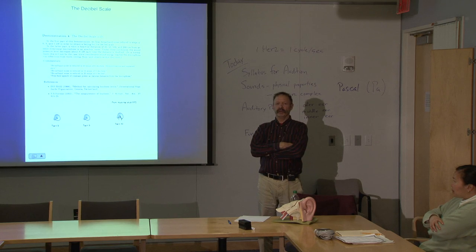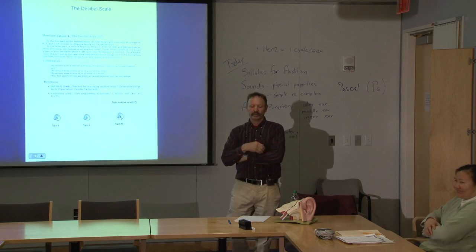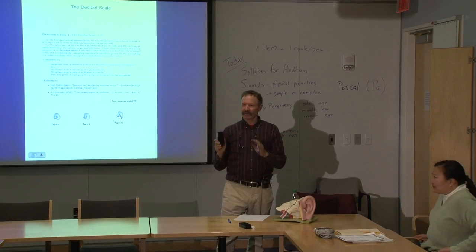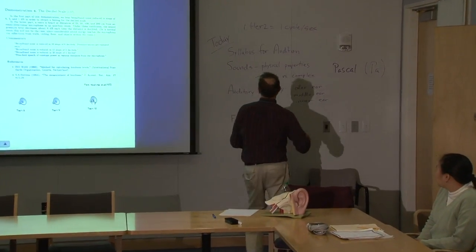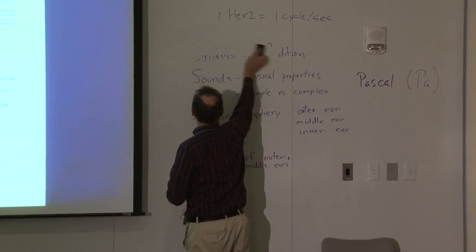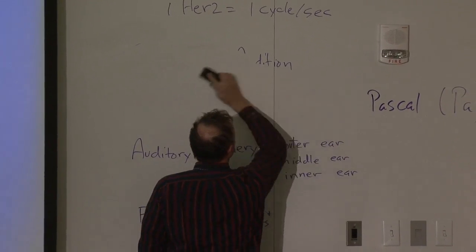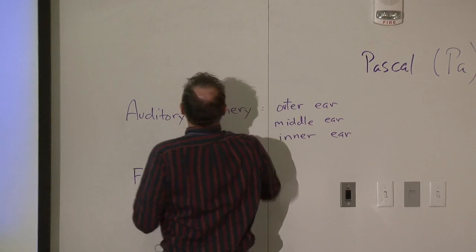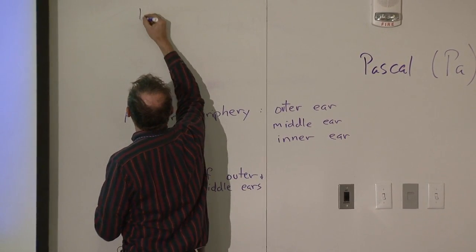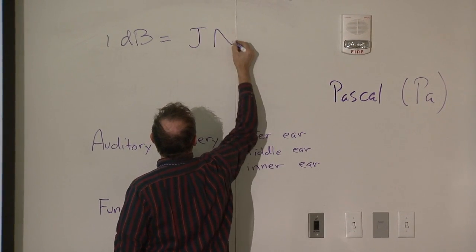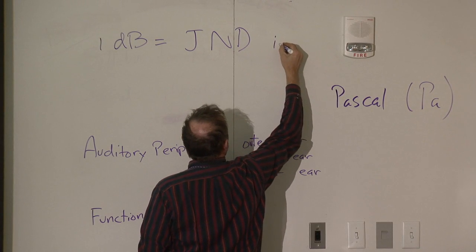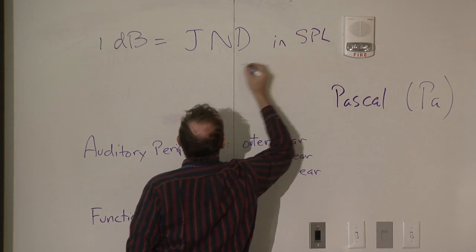Okay, so how about for that? Would you be able to stake your life on the fact that you could tell one from another? No, I see a lot of heads shaking. Okay, well, if you sit there and do this over and over again and really train yourself, apparently 1 dB is the just noticeable difference that most observers can hear. So 1 dB is the just noticeable difference in SPL. Okay?